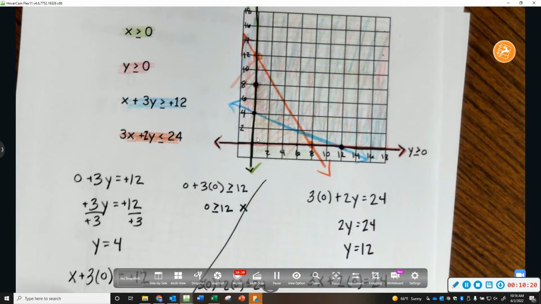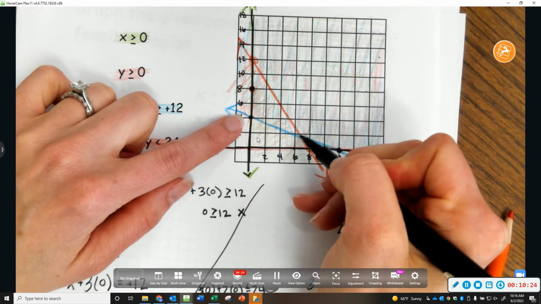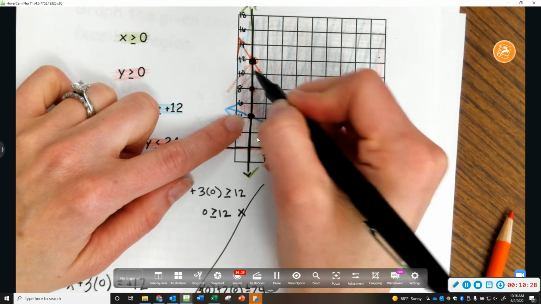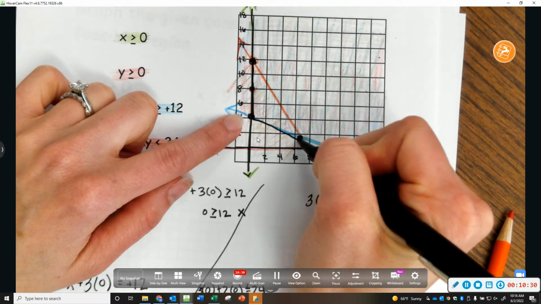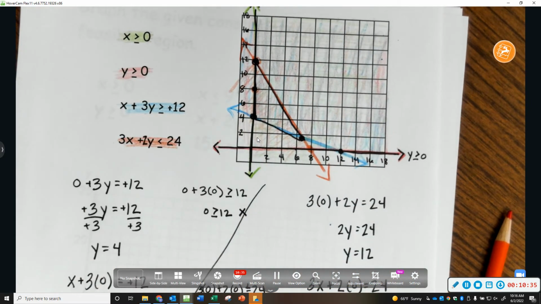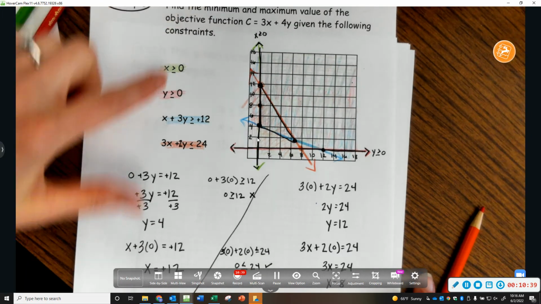So the reason why we shade is to show the feasible region. So here's one point. So this is my feasible region. Okay? So again, let's go back from the beginning.